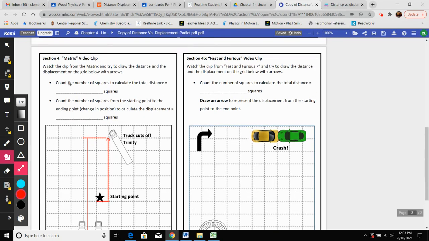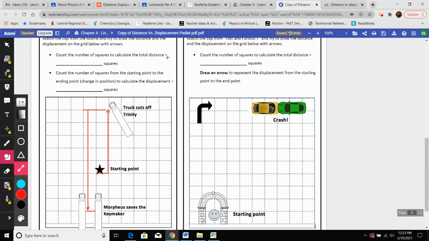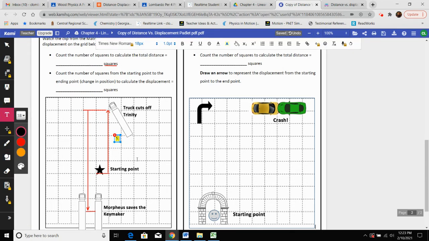So they ask you, okay, count the number of squares to calculate the total distance. Now, the unit that they're telling us everything is in squares. So, okay, we're just figuring out what the magnitude is then. So if we start here, you go 1 box, 2 boxes, 3 boxes, 4, 5. So we have 5 squares going this direction, and then we come back 1, 2, 3, 4, 5, 6, 7, 8 squares.